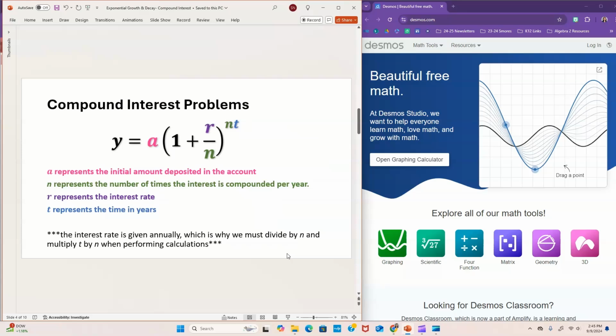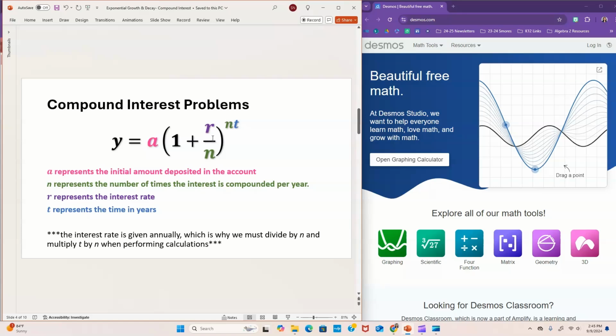So how do we do calculations with compound interest? We have to take our exponential growth formula, that y equals a times 1 plus r to the t, and we have to modify it even further. So a, as always, will represent the initial amount. So in this case, how much we deposit in our account. r will represent the interest rate, okay? But the interest rate, remember, it's a percentage, we have to convert to a decimal, but we have to take it and divide by this factor of n.